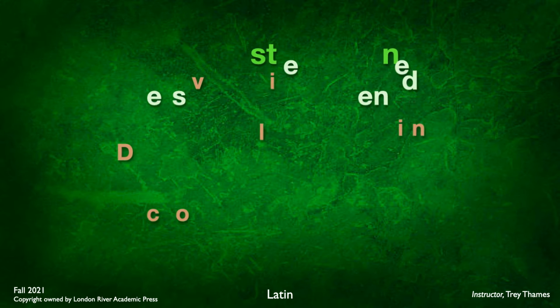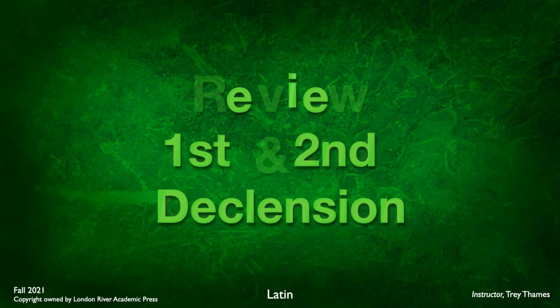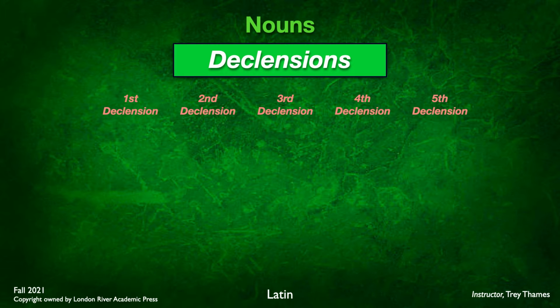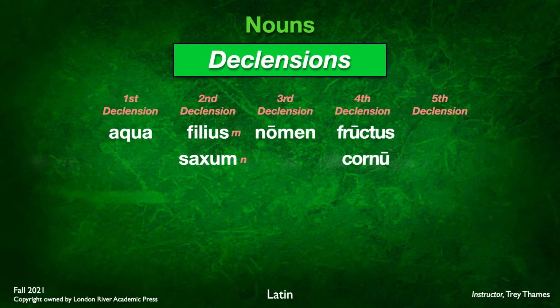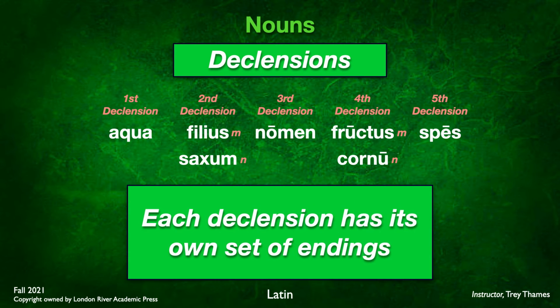So previously in chapters 2 and 3, we had discussed first and second declension nouns. Here are the different paradigms or examples that we'll use for the different declensions. There are 5 of them. Aqua is the first declension paradigm noun. Second declension masculine is filius. Third declension, fourth, fifth, we'll talk about later.